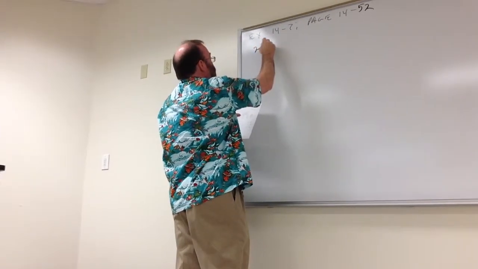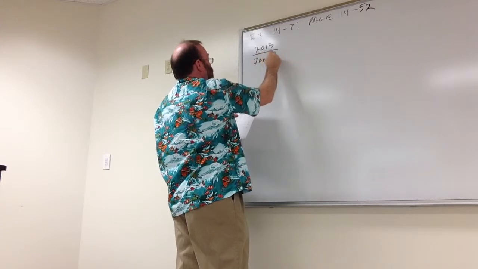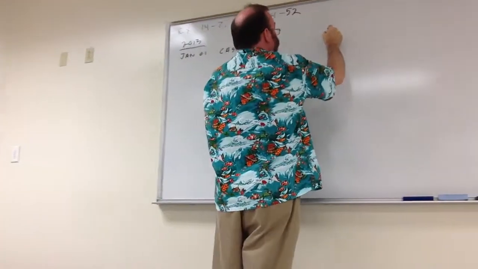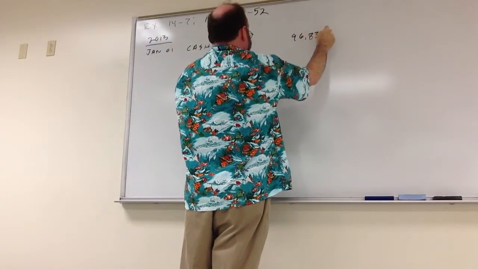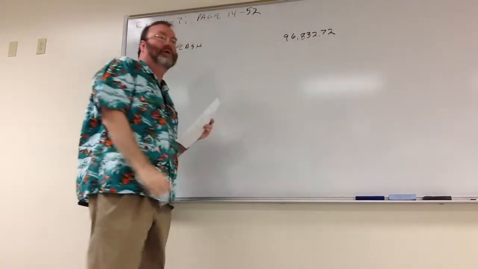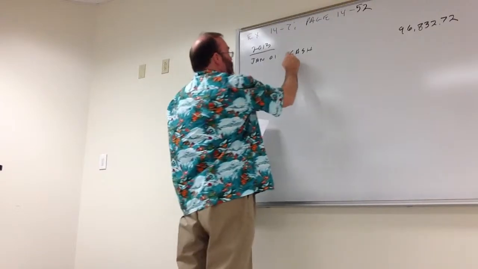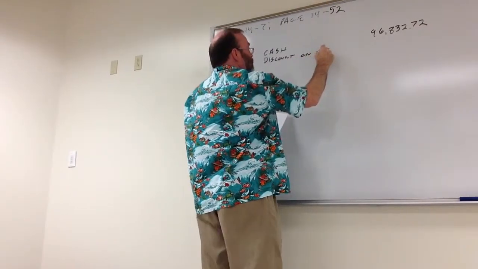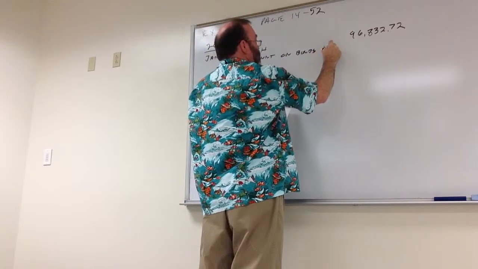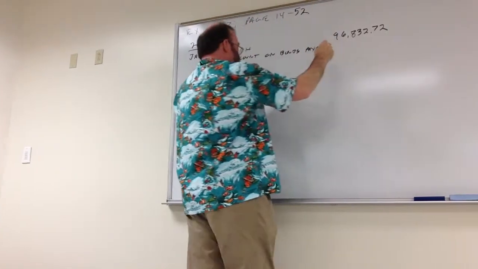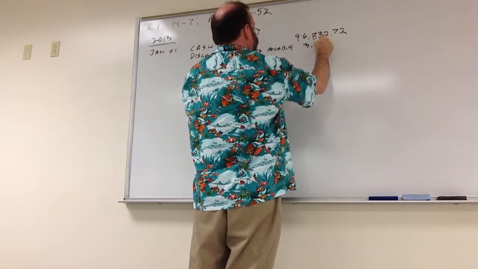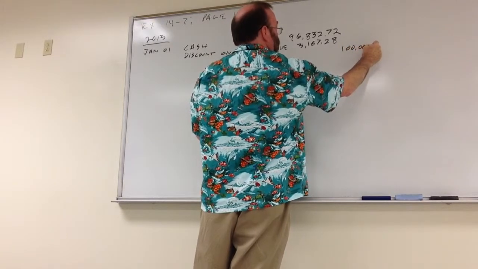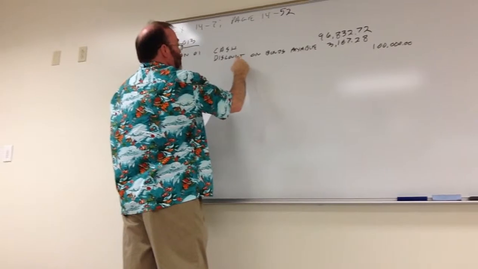So 2013, January 1, you have a debit to cash. And the cash is going to be the $96,832.72, the issue price at a discount. You're then going to debit discount for the $3,167.28. And then the credit is the full face, 100,000 bonds payable.